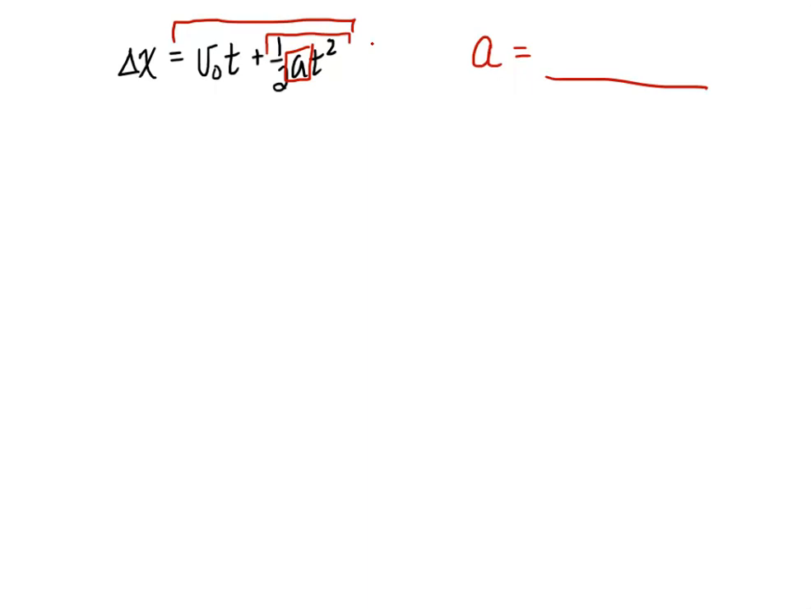So to do that, my v naught t is being added to the 1/2 at squared. So I'm going to do the inverse of that, and I'm going to subtract v naught t from both sides. So my next step then is these 2 become 0, and I'm going to rewrite my equation. So delta x minus v naught t is equal to 1/2 at squared.